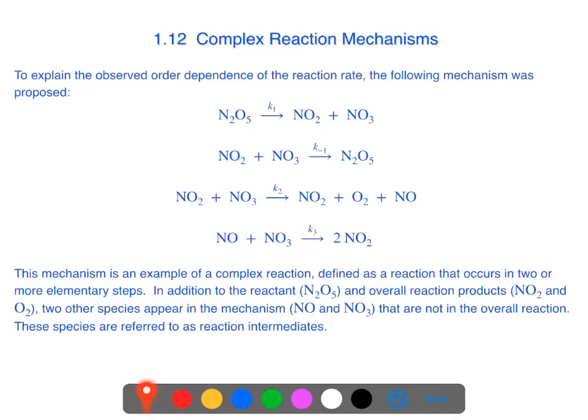So this is an example of a complex reaction, which we define as a reaction that occurs in 2 or more elementary steps. And what we see here is that in addition to the reactant N2O5, and the overall reaction products, NO2 and O2, there are 2 other species that appear in this mechanism, both NO3 as well as NO. And these are not found in the overall reaction, so we refer to these species as reaction intermediates.